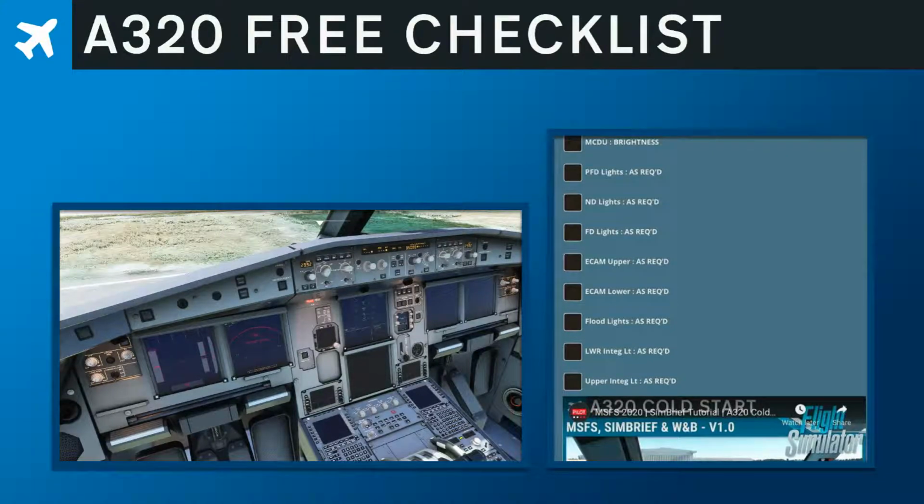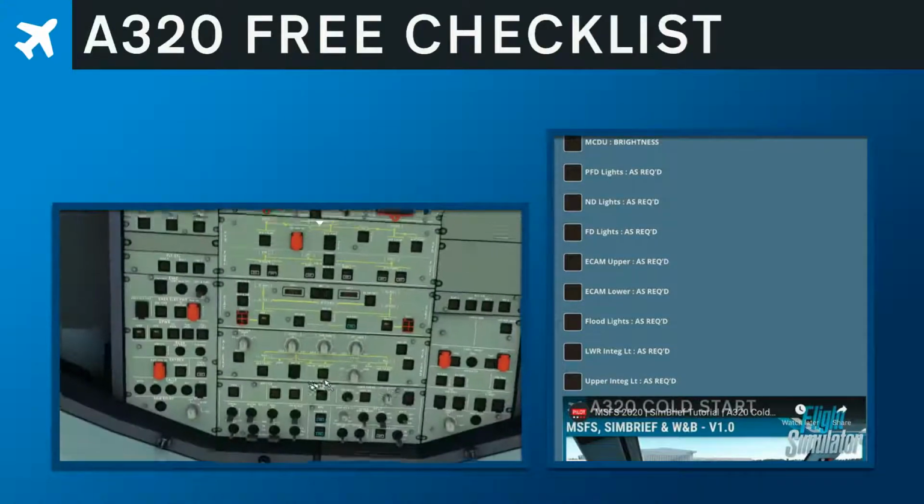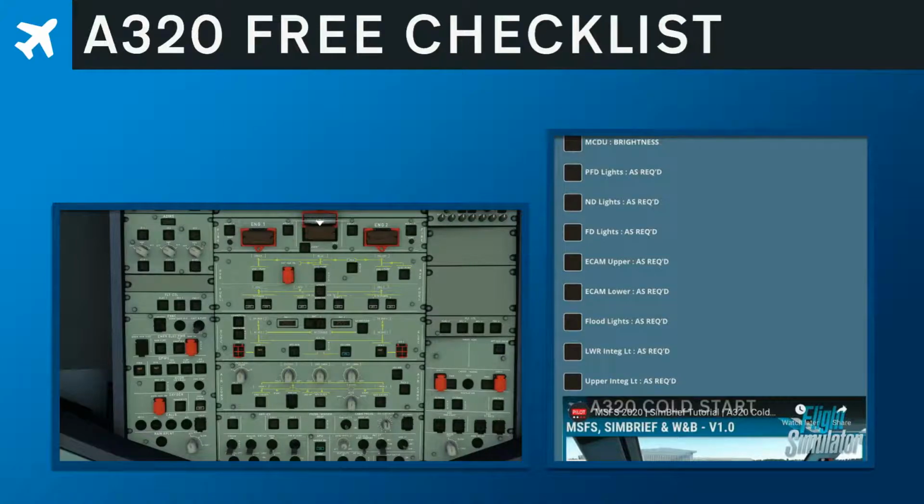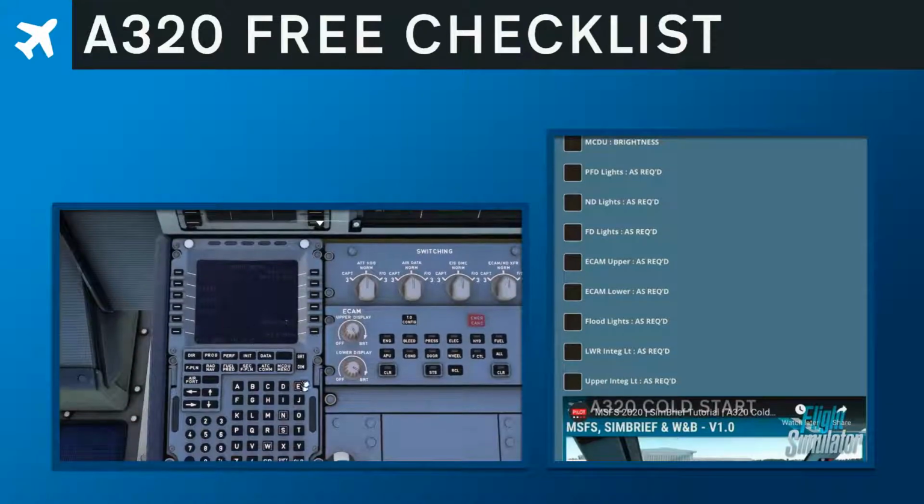Panel at the top, and then go to the overhead, and we want to do the, where are we? The integral lights, which is this one here. So then the next one we'll do is just go down to the MCDU and make sure that's nice and bright, so that anybody watching can see what we're actually doing there as well.